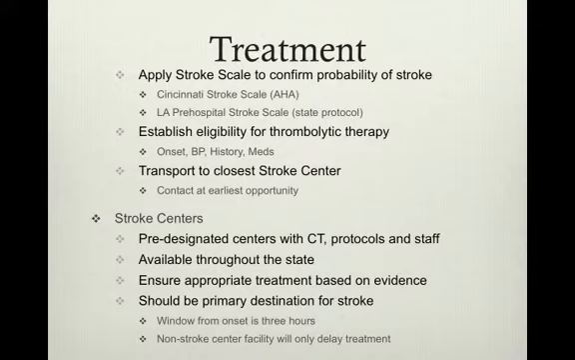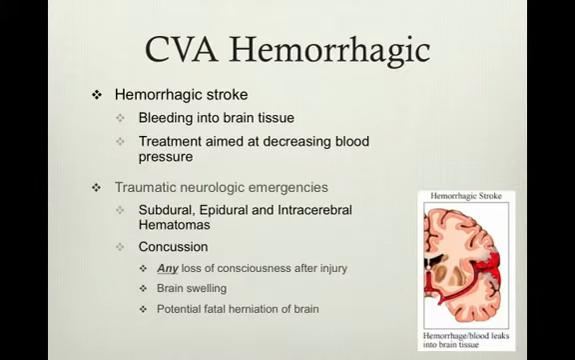Stroke centers have pre-designated centers with CT protocols and staff, and they're available throughout the state. They ensure appropriate treatment based on evidence, and should be the primary destination for all strokes. The window from onset of the actual symptoms is going to be 3 hours. A non-stroke center facility will only delay the treatment if you take them to it. CVA hemorrhagic stroke, and this is bleeding into the brain tissue, causes intracranial pressure and can give us complications.